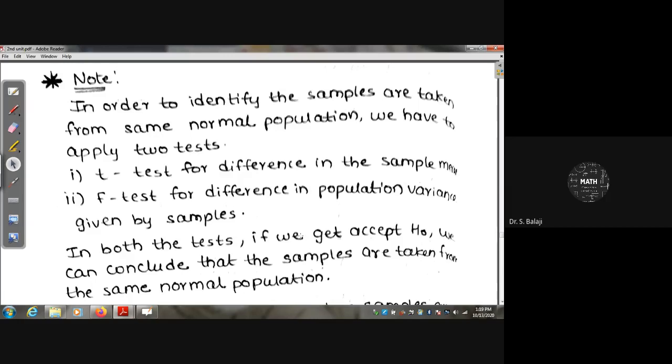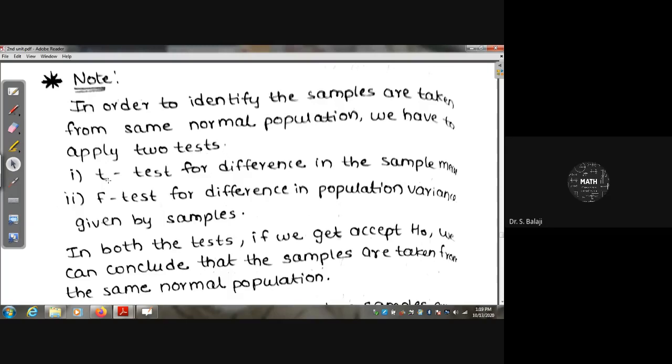Another important use of the F test is to check whether two samples are taken from the same normal population or not. For that purpose, the F test is mostly useful. In order to identify whether the samples are taken from the same normal population, you have to apply two tests here.